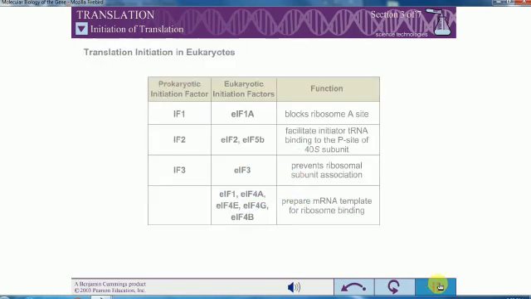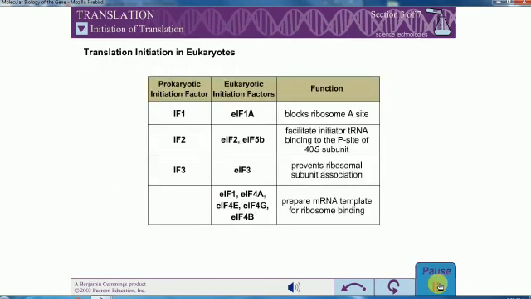In eukaryotic translation, initiation is more complex and uses at least 8 initiation factors compared to 3 in prokaryotes. To begin, the small ribosomal subunit binds to the 5' end of the mRNA, called a 5' cap, and then scans along the mRNA to find the start codon.